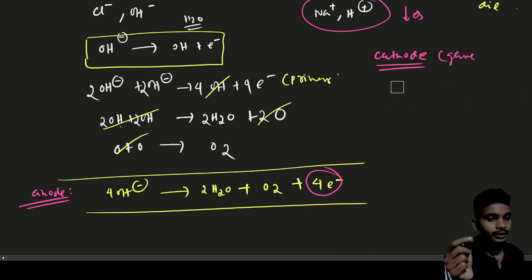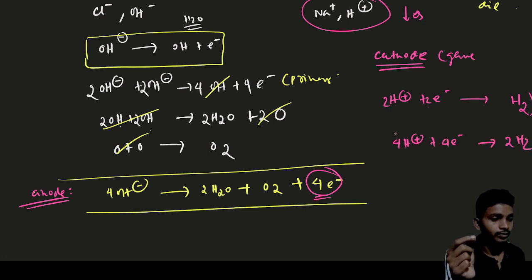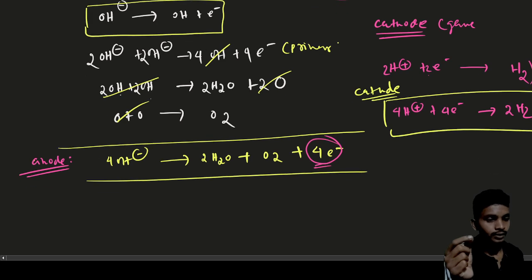Or I can simply write H plus gains 1 electron to become H, but H does not exist, it is H2. If I write 2, then 2 and 2, but here we have 4 electrons, so I have to multiply by 2. Then it becomes 4H plus plus 4 electrons giving 2H2. So this is what happens at the cathode. These reactions happened at the anode, and these reactions will happen at the cathode.